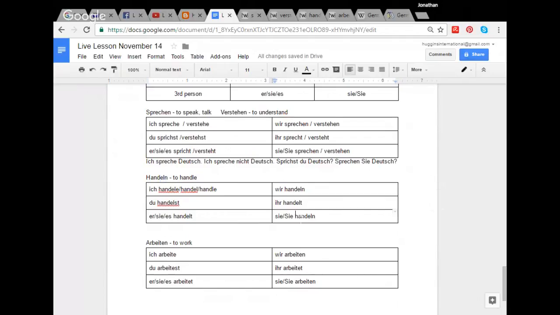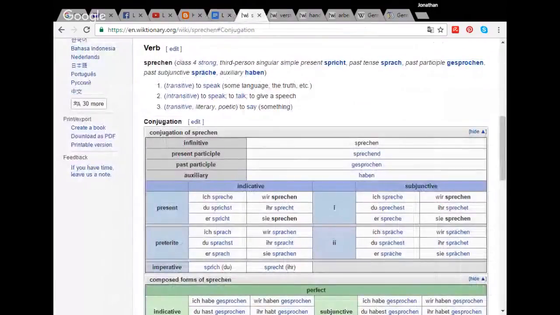So that's very typical for these German verbs. Another group here, arbeiten, the ending with this like en here. So ich arbeite, du arbeitest, sie es arbeitet, wir arbeiten, ihr arbeitet, sie arbeiten. So those are some of those typical things here. You can look at things like Wiktionary.org and put in the verb, the infinitive, and get the conjugation tables.